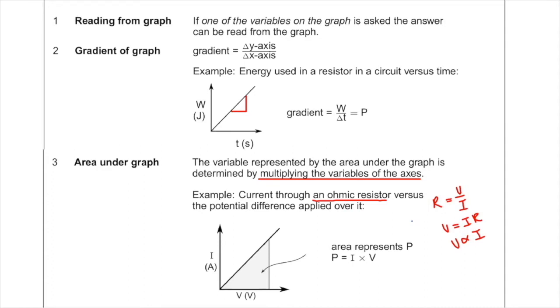And now we want to know what is represented by the area underneath that graph. So on this axis, we've got I. On that axis, we've got V. If you multiply them, I times V, that gives you power. So the area underneath this graph represents the power.